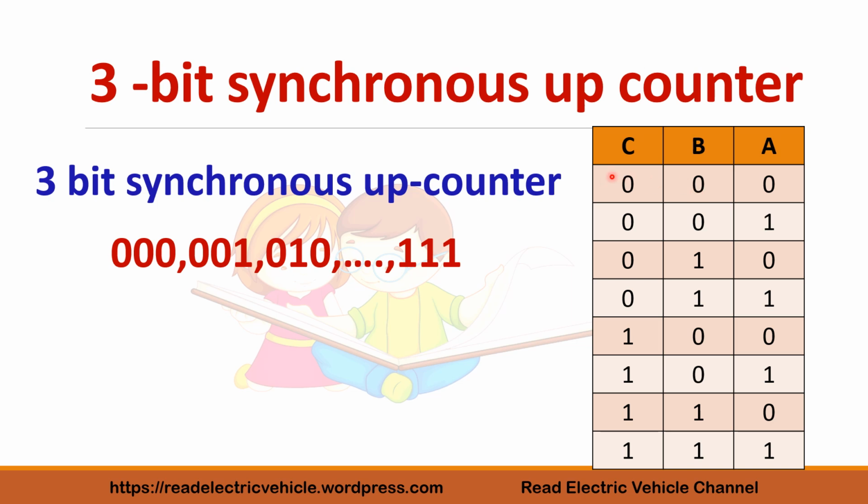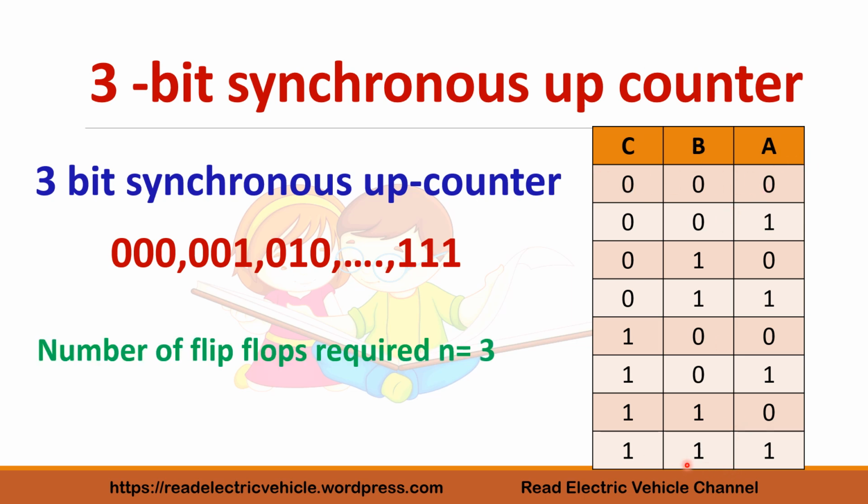You can see here I have taken A, B and C. This A, B, C represents 3 bits. It will start from 000 and go till 111. The number of flip-flops we use is 3. Each character, A, B and C, represents a flip-flop.